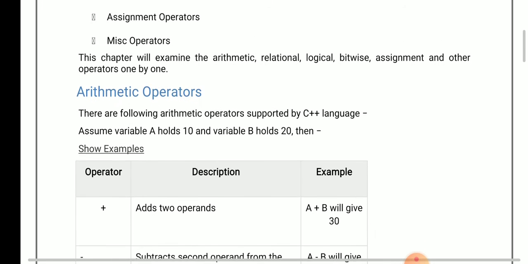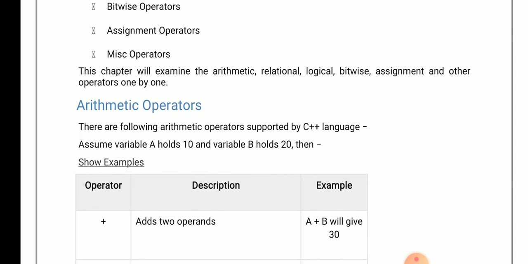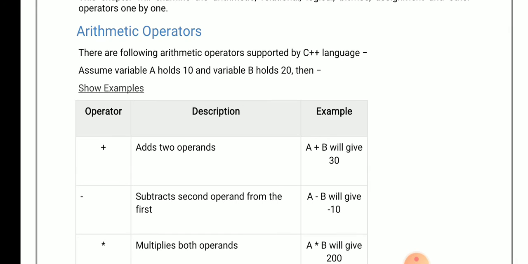Now what do you mean by arithmetic operator? An operator which can help you perform an arithmetic operation is known as an arithmetic operator. For example, dear students, suppose we have two variables a and b. The value of a is 10 and the value of variable b is 20. Now we can see different types of arithmetic operators. Our first operator is plus, and why are we using this operator? To add two numbers. In this example we are adding a plus b, that is 10 plus 20, which gives us the value 30.